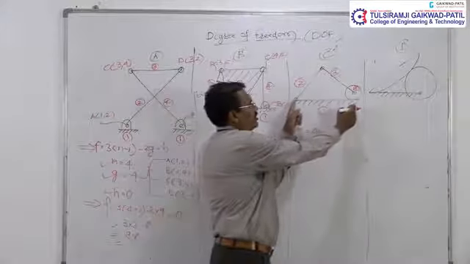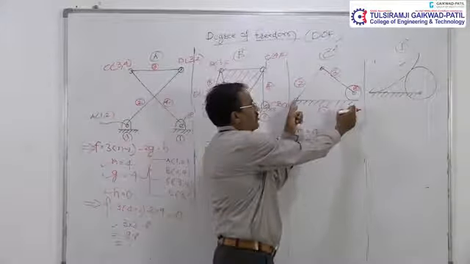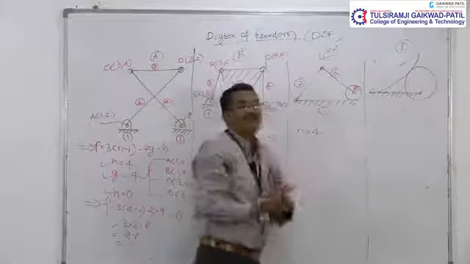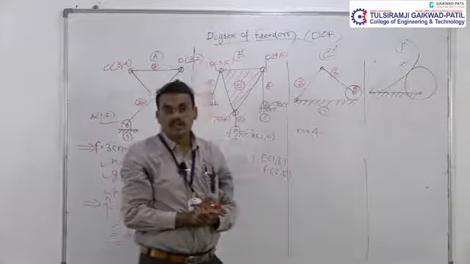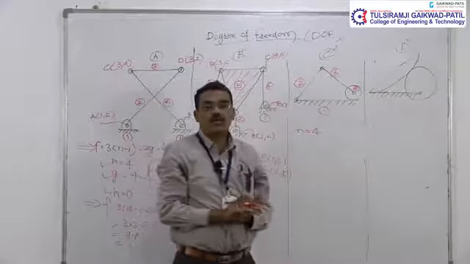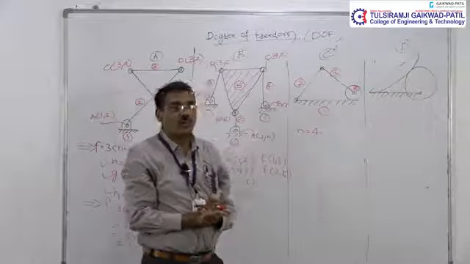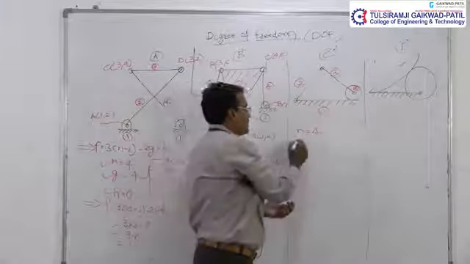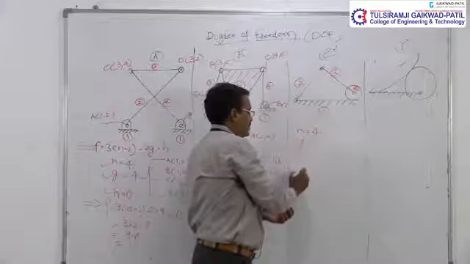From this point to this point, it is link number 1. From this point to this point, link number 2. From this point to this point, link number 3. And the circle itself is link number 4. So the next step is to check the value of lower pair and the value of higher pair, that is G and H.